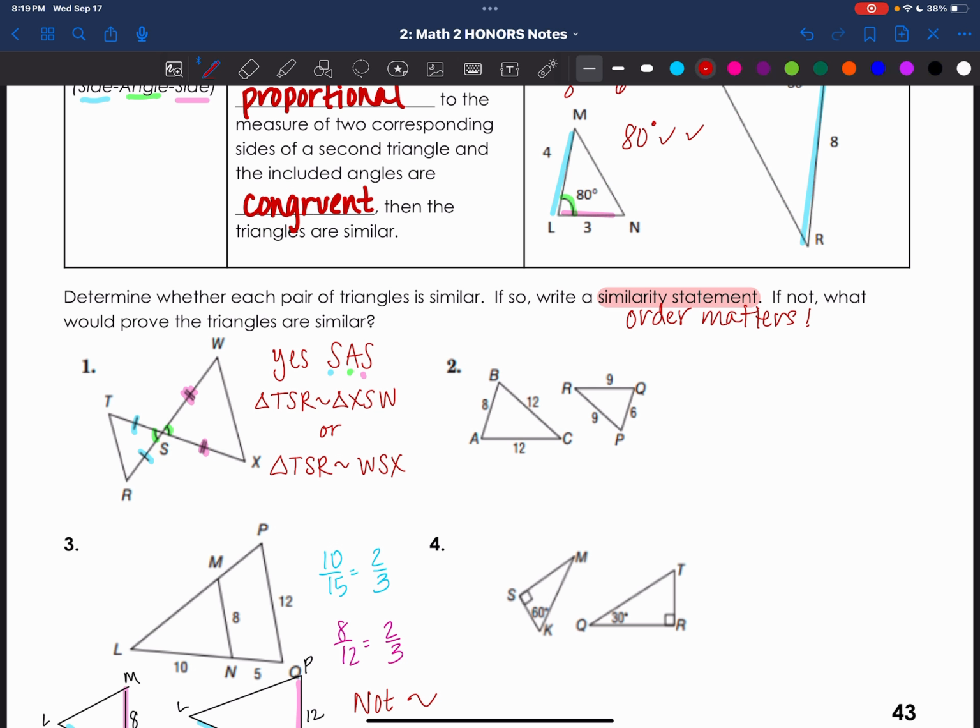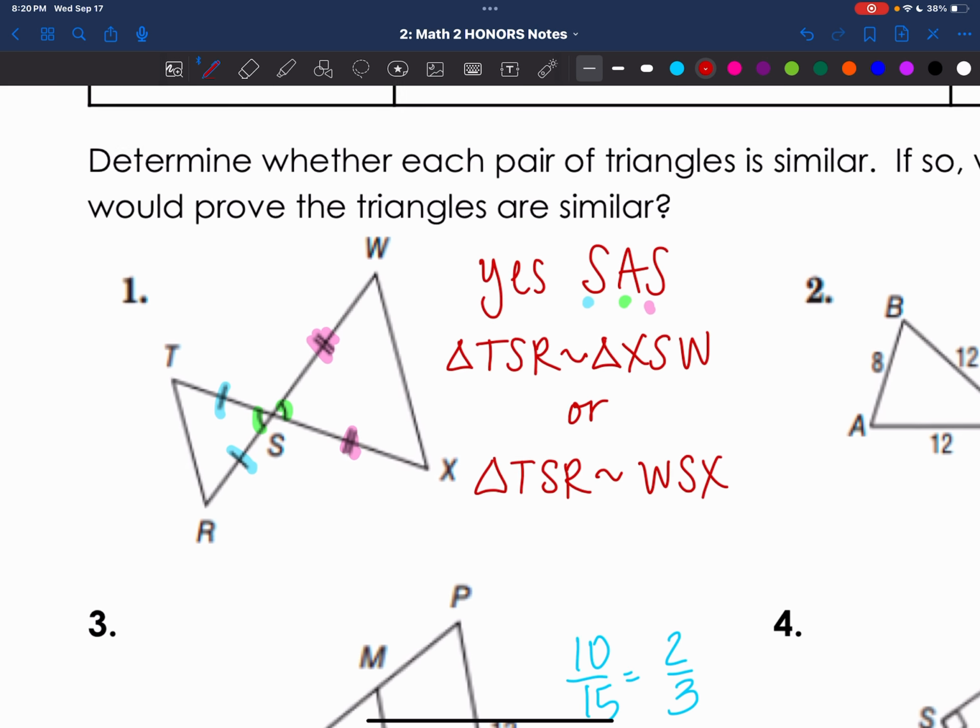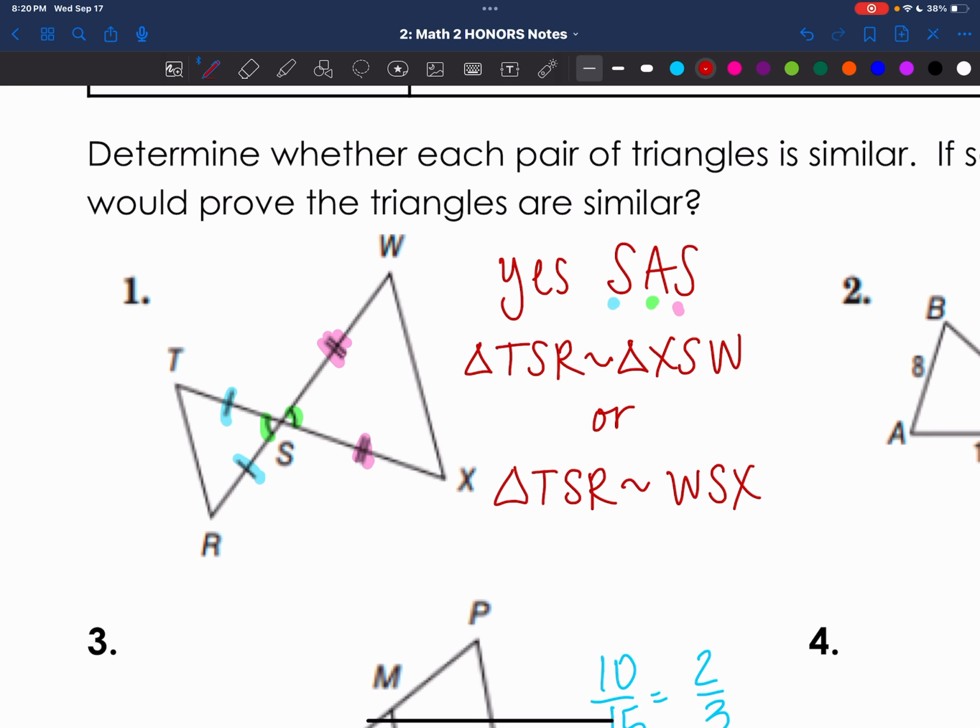All right. So order matters when you're doing your similarity statement. All right, so let's look at this first one. We need to think about the sides that are congruent. So it matched this side and this side, and that's for this triangle. And then for this triangle, we have this side is congruent to this side. So if you look, you have a side, an angle, and a side. And this would be side, angle, side. So now, just match it up.